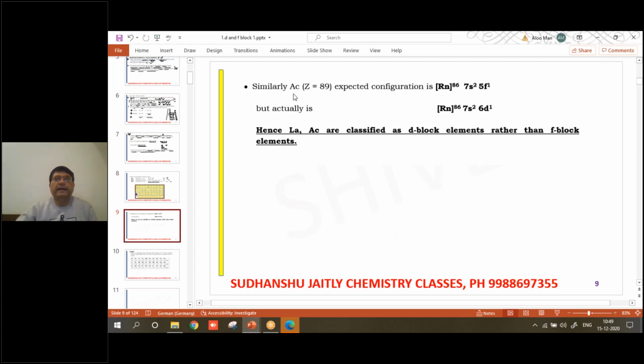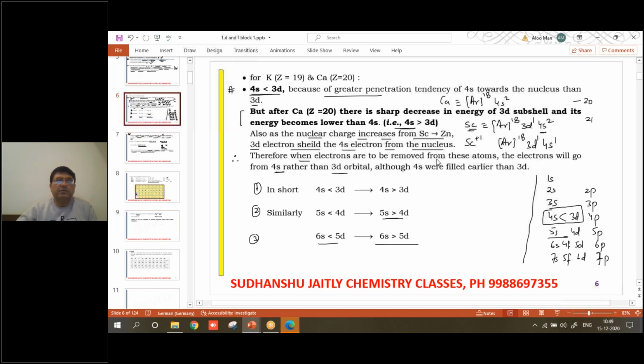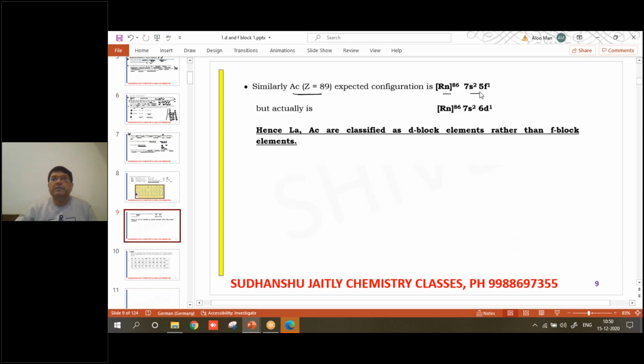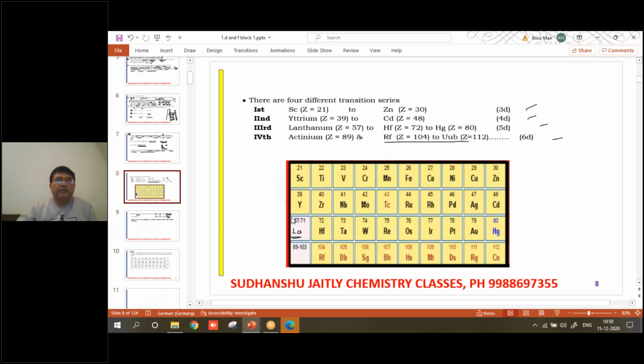Ditto, similarly, actinium is expected to be this. I just taught this. It is expected to be 7s2 5f1, right? But because of the greater penetration of the d orbital towards the nucleus, the electron rather than going to f goes to this. This is expected, and this, my dear friends, is what the actual configuration is, right? Therefore, I'm going to add actinium here. Every word I'm telling you here is important.